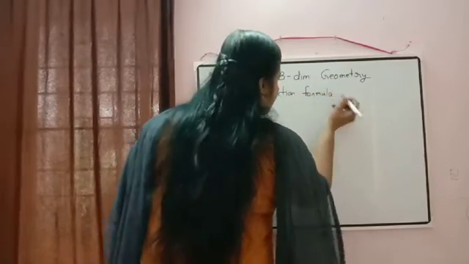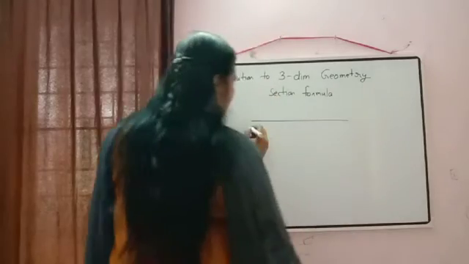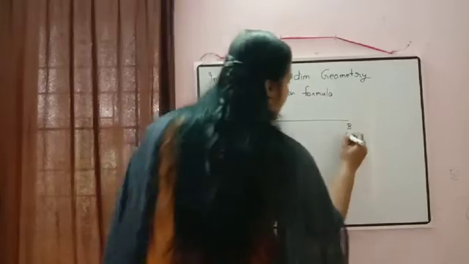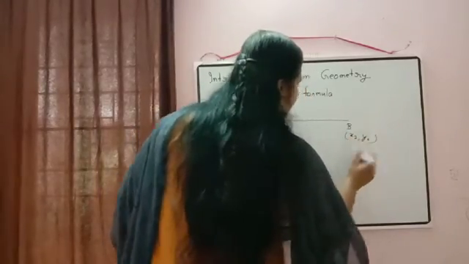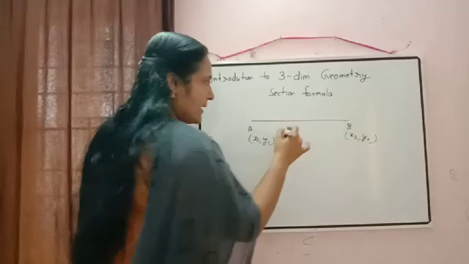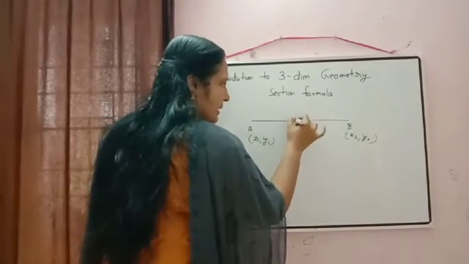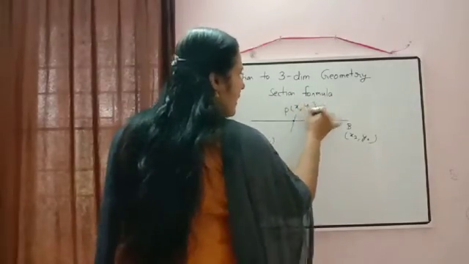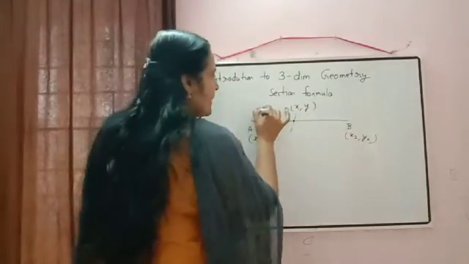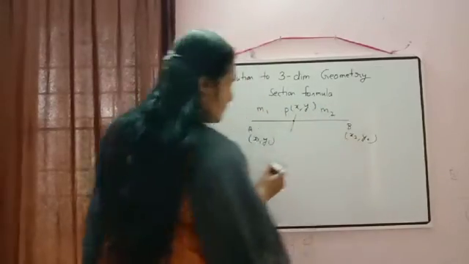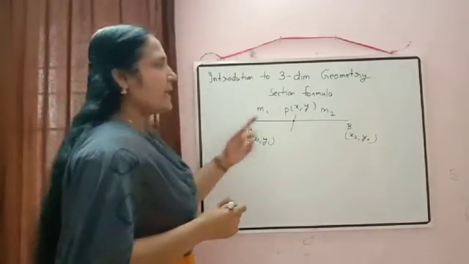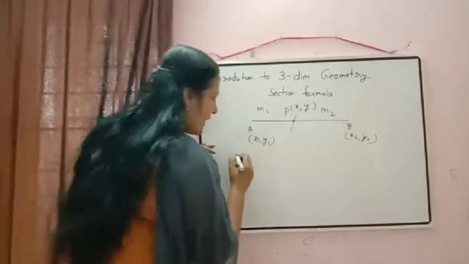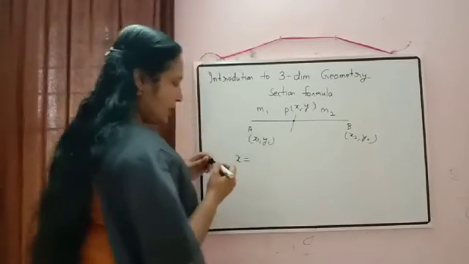Section formula. If a line segment AB, with coordinates of A as x1, y1 and coordinates of B as x2, y2, is divided by a point P whose coordinates are x, y in the ratio m1 is to m2, then how do we calculate the x coordinate of P?